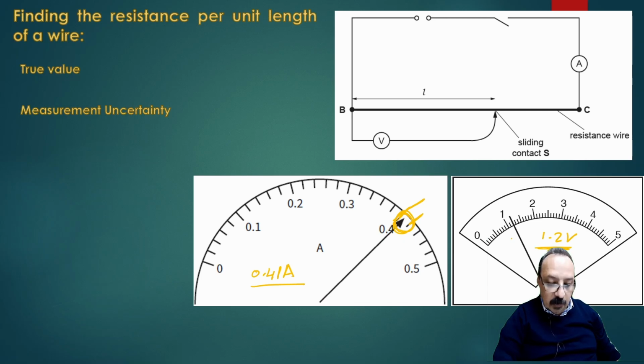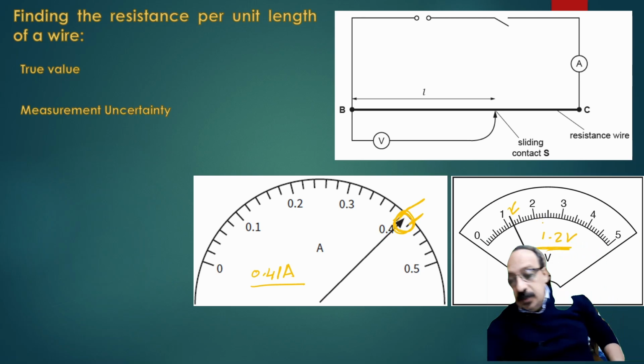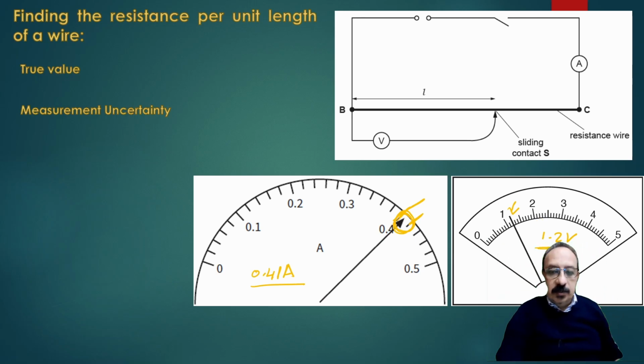What about here? Is the value of the voltmeter exact? You might be intrigued to say, yes, it is an exact value since it is exactly on 1.2 volts. But unfortunately, this is not true. And let me explain more why this is not true.